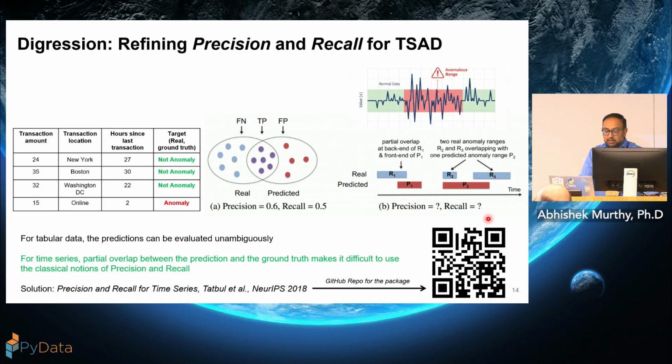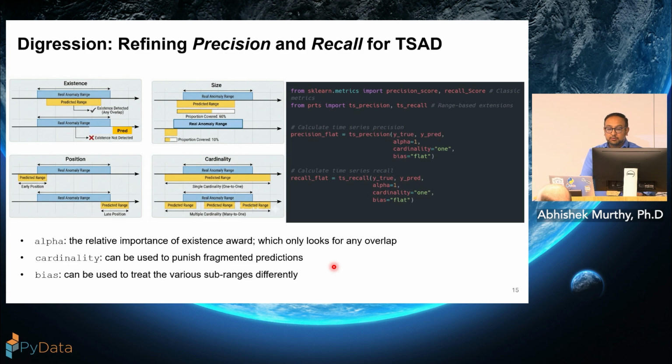Here's a QR code that will take you to the open source GitHub repo for this package, which can be installed and used as follows. The package is called PRTS. You can install it, and instead of using the classic sklearn-based precision score and recall score, we can measure what is known as TS precision and TS recall. So what do these notions do? They quantify the following aspects.